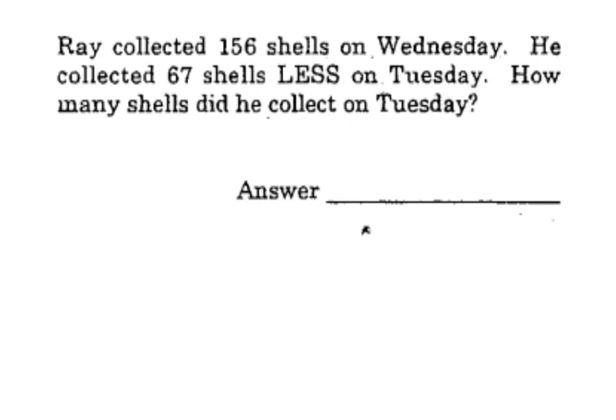So if he collected 156 shells on Wednesday, the key word that I want you to pay attention to here is less, right? If he collected less shells on Tuesday than on Wednesday, what operation does less indicate to you? And when I say operation, I want you to think about addition and subtraction and multiplication and division, right? Which operation would you say would help you calculate what is 67 shells less from 156? What operation would you use?